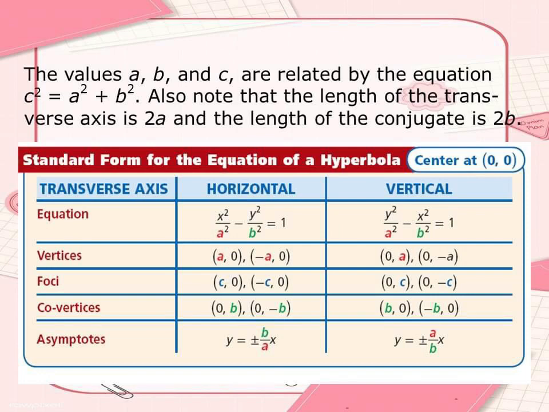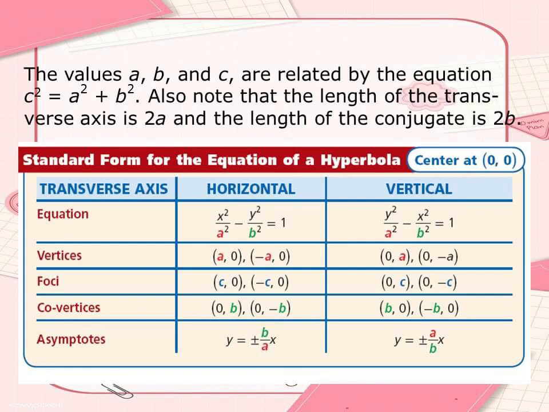So this is the standard form of the equation of the hyperbola if the center is (0, 0), with a horizontal or vertical transverse axis. In the horizontal case, x squared over a squared minus y squared over b squared is equal to 1. In the vertical case, the x and the y switch: y squared over a squared minus x squared over b squared is equal to 1.